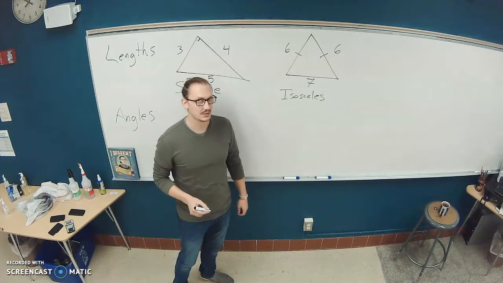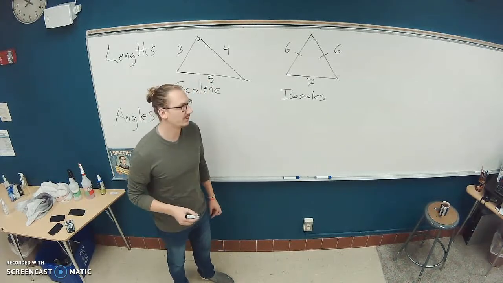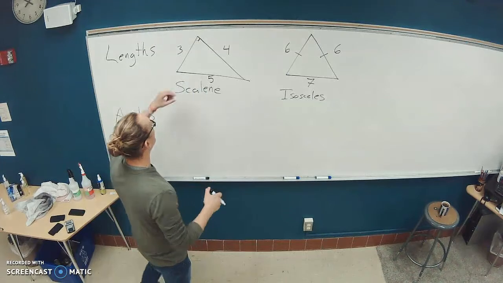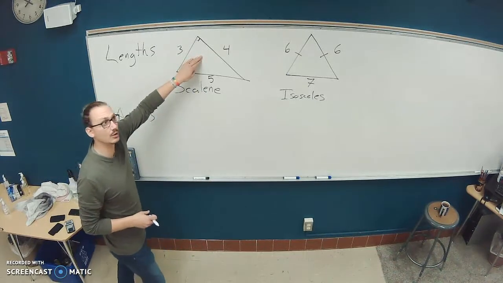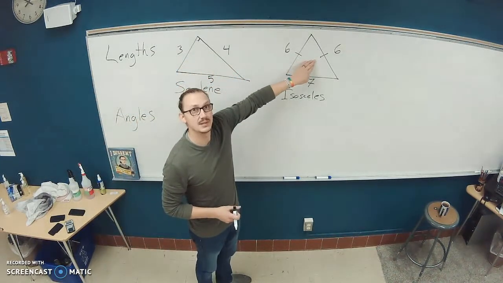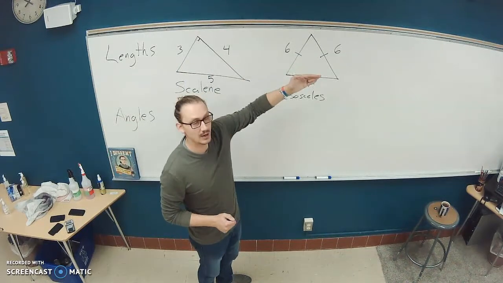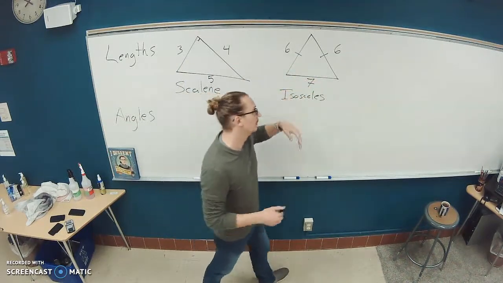There's a definite chance I'm spelling it wrong. So if I did, sorry. Okay? So scalene means none of the sides are congruent. Isosceles means 2 of the sides are congruent. Some of you are probably already at the next triangle, which is called equilateral.